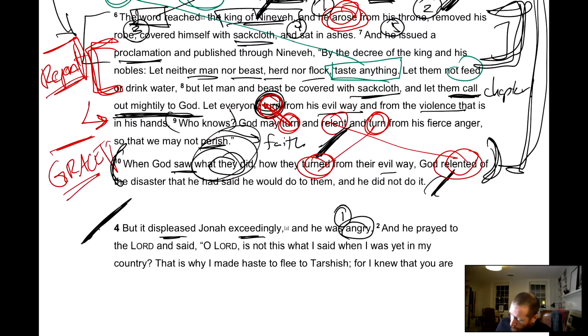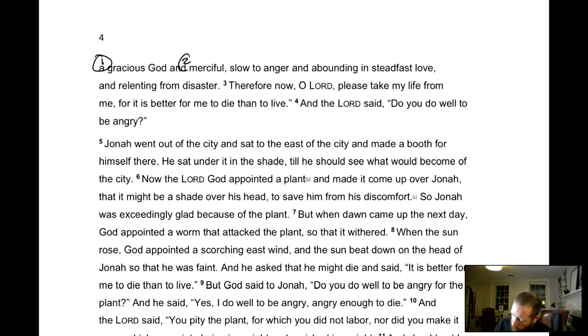And so what does he do? He prays to the Lord. Jonah prayed to the Lord, and he said, "O Lord, is not this what I said when I was yet in my country? This is why I made haste to flee to Tarshish. For I knew that you are a gracious God and merciful, slow to anger, abounding in steadfast love, and relenting from disaster."